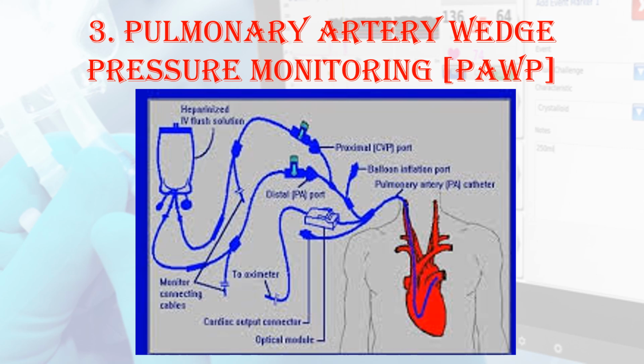The third invasive monitoring is pulmonary artery wedge pressure monitoring, in short PAWP. In the picture itself you can understand that there is a transducer, then a pressure bag, and finally this long catheter is inserted through the right atrium, right ventricle, then reaches the pulmonary artery, and we read the pulmonary artery pressure.